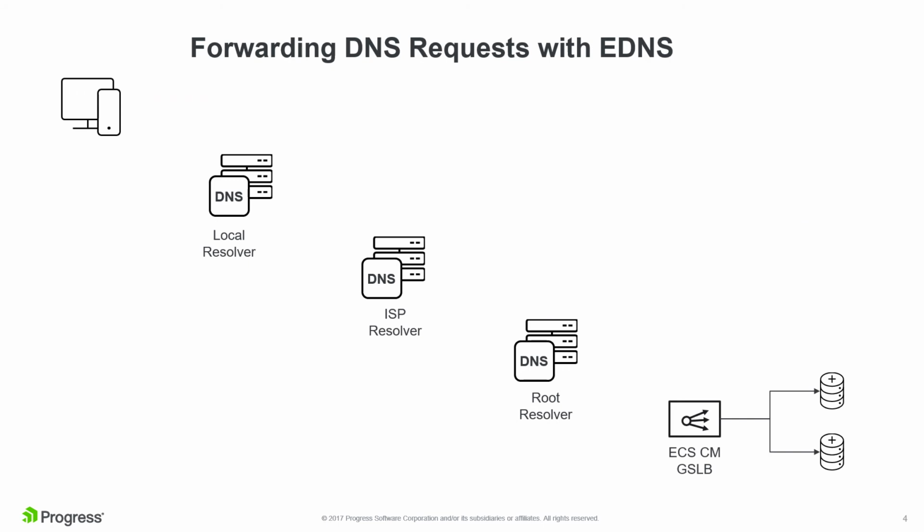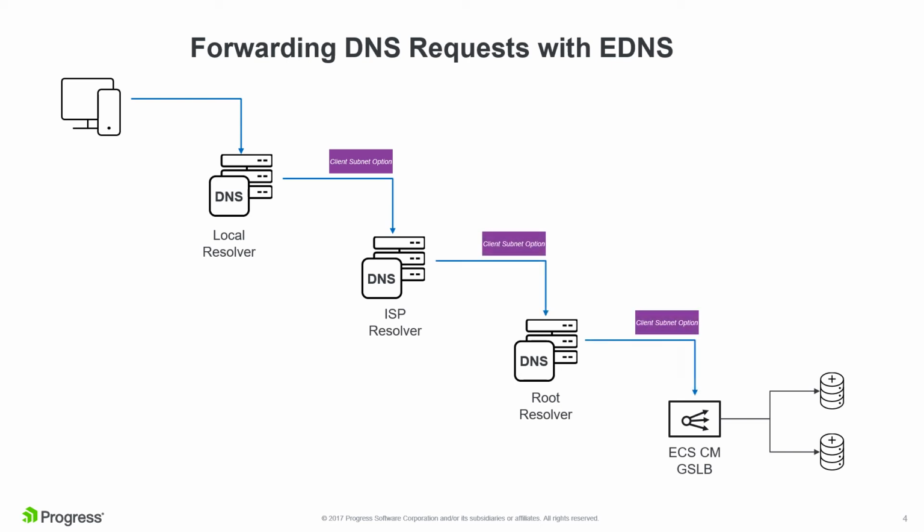If we now look at DNS forwarding with EDNS, the first DNS server receives the client request and adds a client subnet option before forwarding. The client device does not need any EDNS capabilities. This is purely a DNS server feature. Each DNS server along the resolution path will forward the EDNS option without modification.